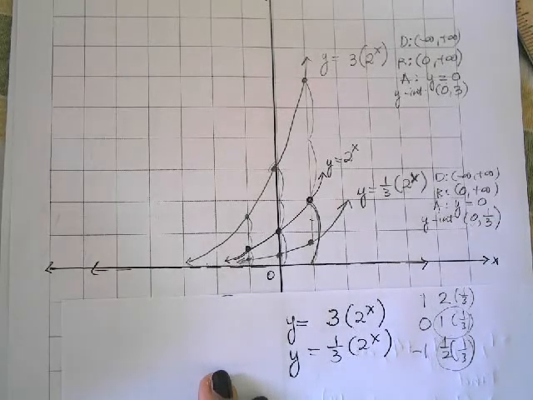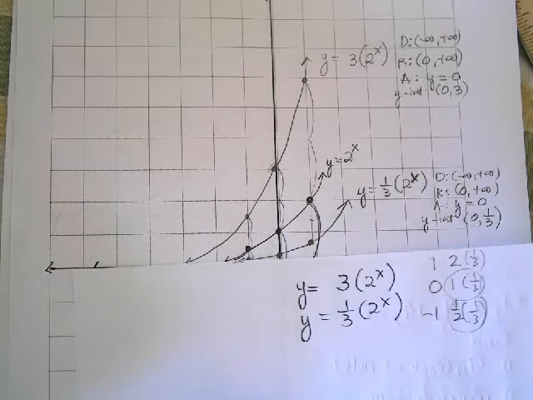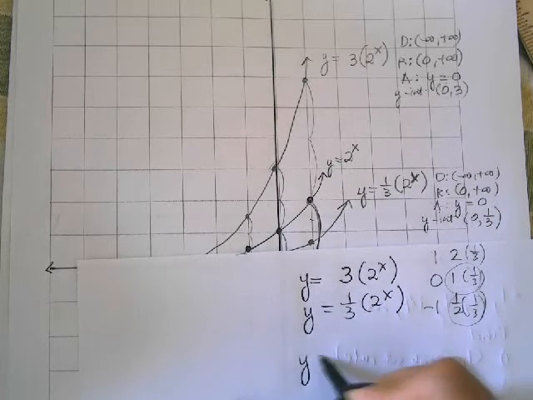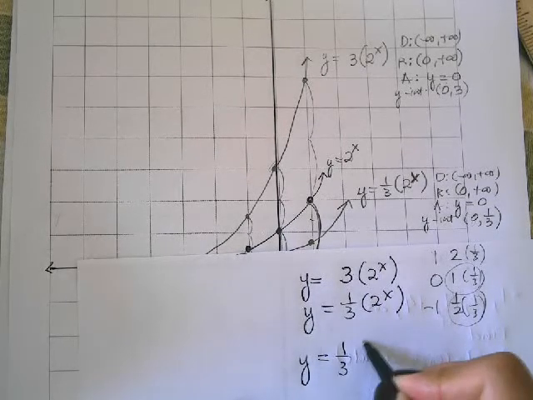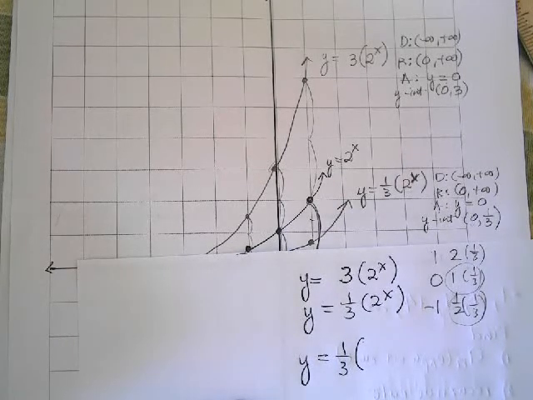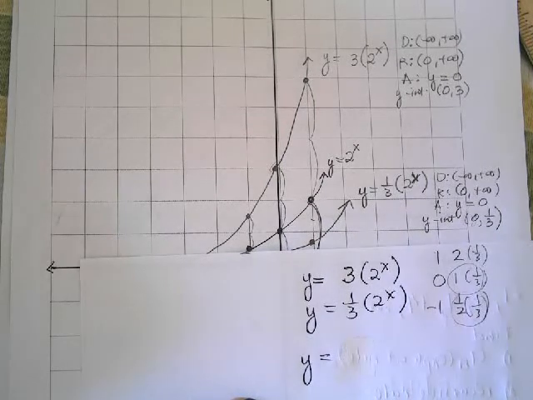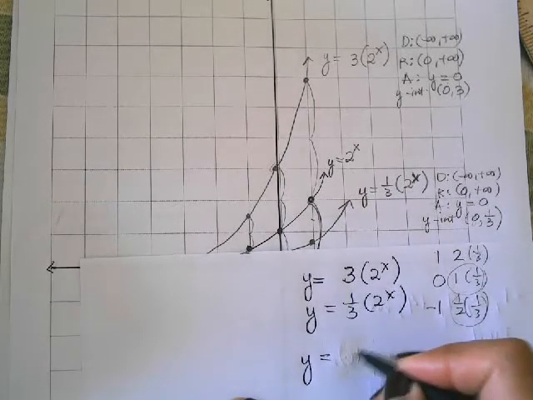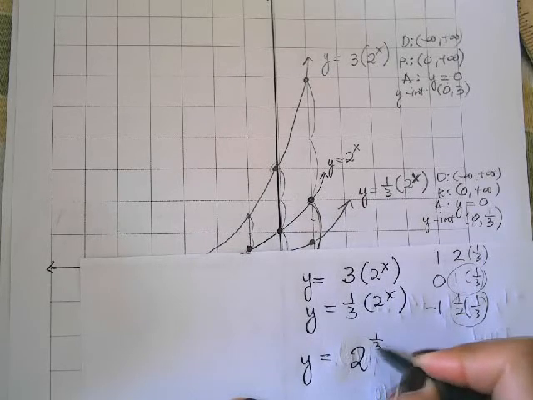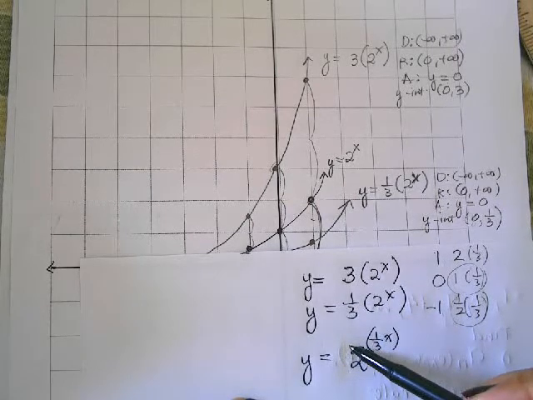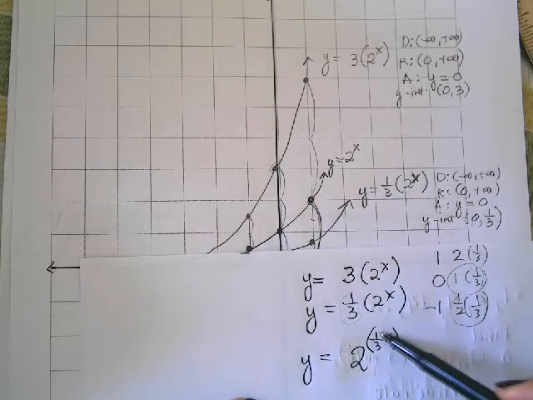Okay, let's go to the next. 2 to the 1/3 x. So the new equation is, 1/3 is not multiplied to 2 to the x, but 1/3 is multiplied to x, not to the parent graph. So 2 raised to 1/3 times x. What's the difference between these two? This is vertical, this is horizontal.